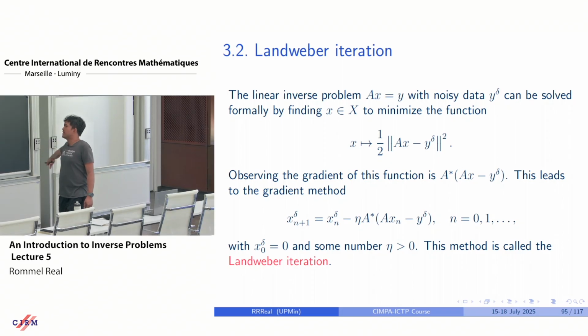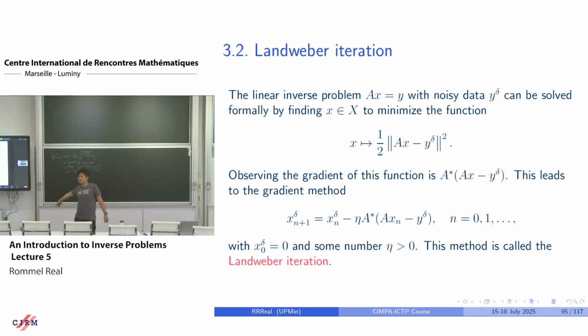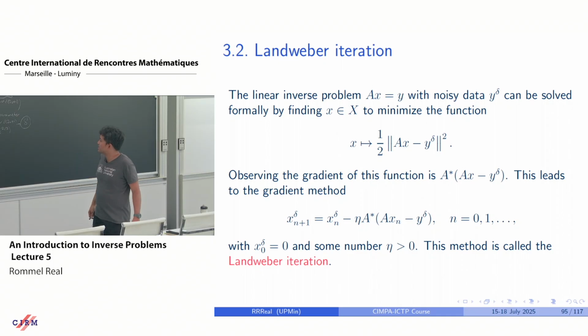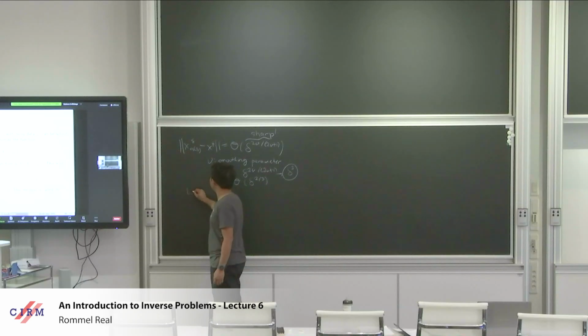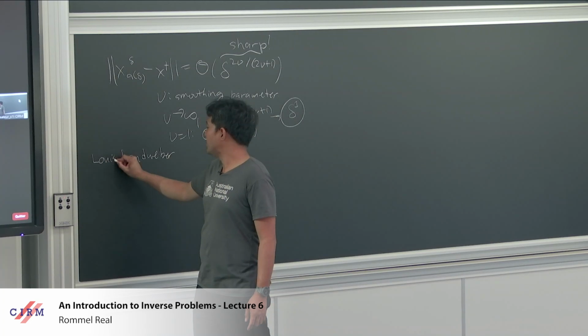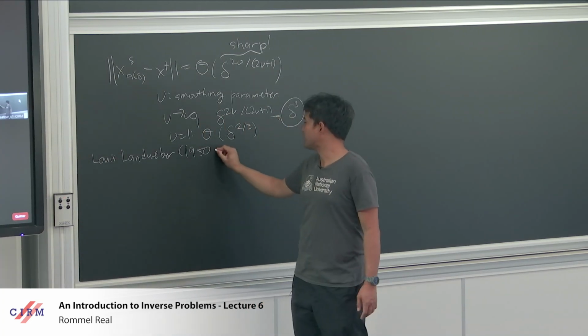In some iterative regularization methods, the step size, in this case eta, is updated at every iteration; it changes. But here in this course, for simplicity, we'll consider a constant eta, so a constant step size every iteration, just to simplify the analysis. This method is called the Landweber iteration. This was formulated by Louis Landweber back in, if I'm not mistaken, around the 1950s.